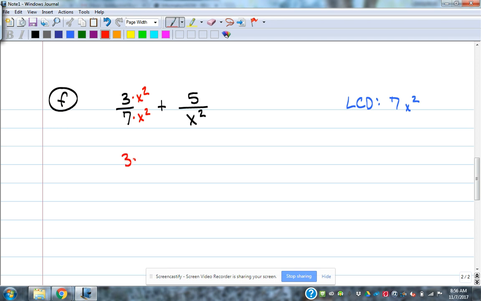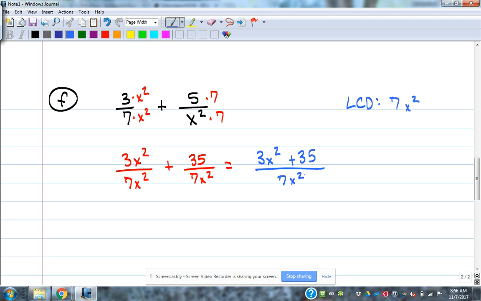So that would get me 3x squared over 7x squared. What does the second fraction need? It needs the 7. So I multiply the bottom times 7, but I also have to multiply the top times the same thing. So that's going to give me 35 over 7x squared. Now I've got a problem where the denominators are the same, so I can do my operation. It's 3x squared plus 35 over 7x squared.